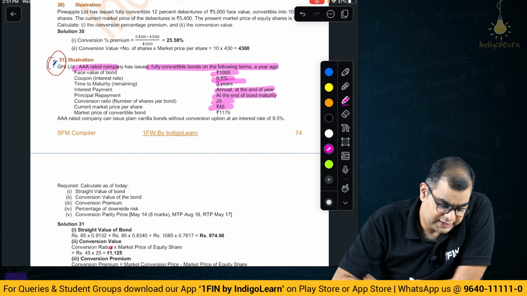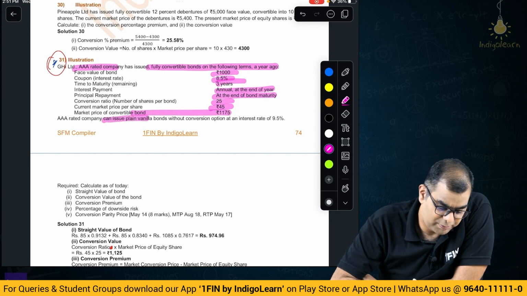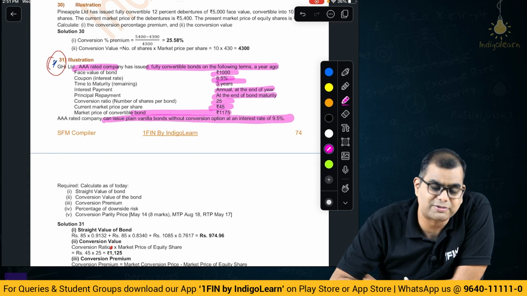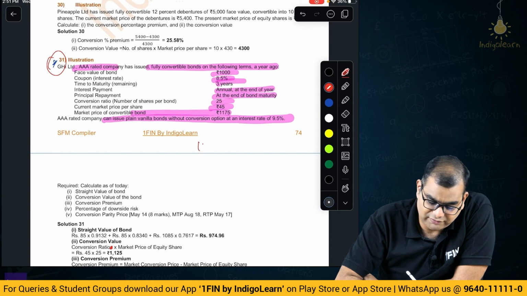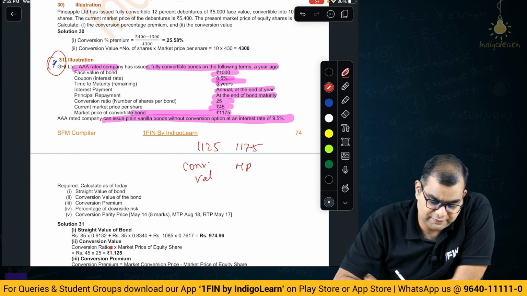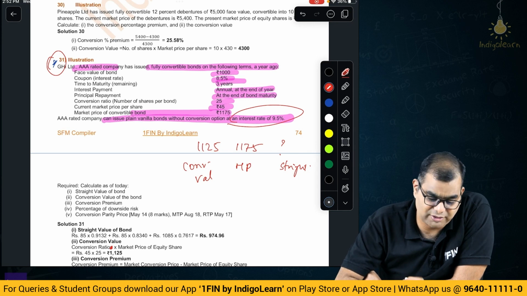1125. Then current market price of the bond is 1170. Now what are you asked? They can issue plain vanilla bonds without the conversion option at 9.5. So they themselves have said 1125 is conversion value, 1175 is market price. Then they are asking straight bond, that is a bond without the conversion option. What is the price if the interest rate is 9.5? I am assuming, I have not read the rest of the question, but I am generally assuming.